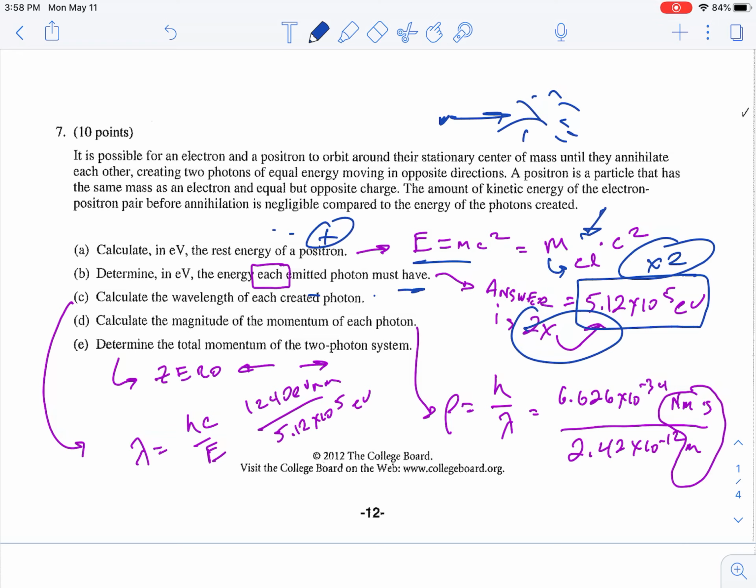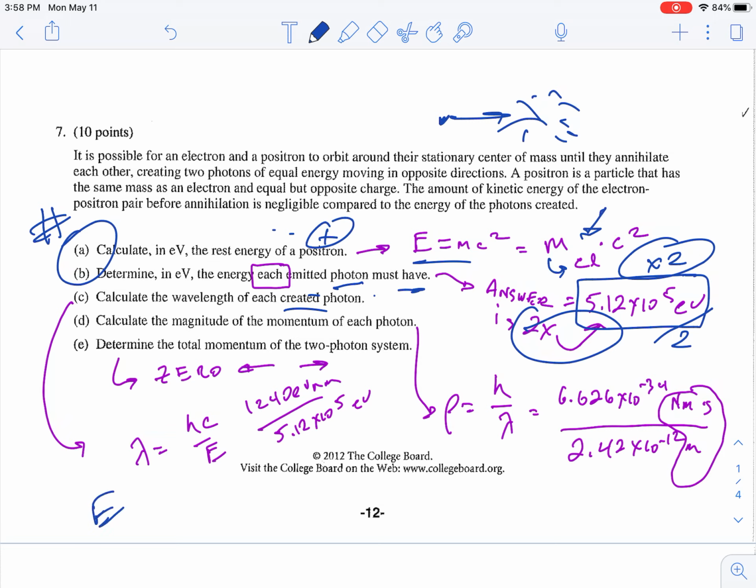But because it asks for the energy in each photon, you basically take this answer times 2, but then you divide it by 2 again, and so that's why your answers for A and C, or A and B, are the exact same number. Then it asks you to calculate the wavelength of the photon.